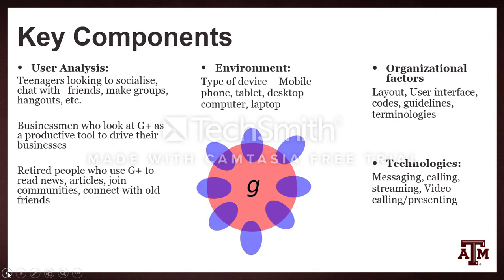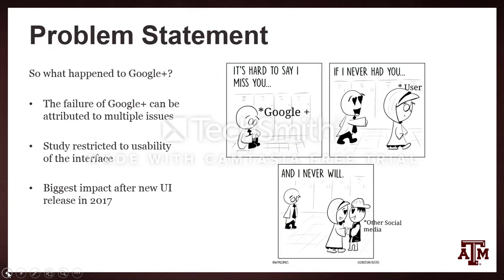The organizational factors include the layout design, interface, terminologies, and help options that Google Plus feels is sufficient to take care of their user needs. The technology offered by the platform includes messaging, calling, streaming, and much more. In fact, there are so many features that people don't really know about all of them.